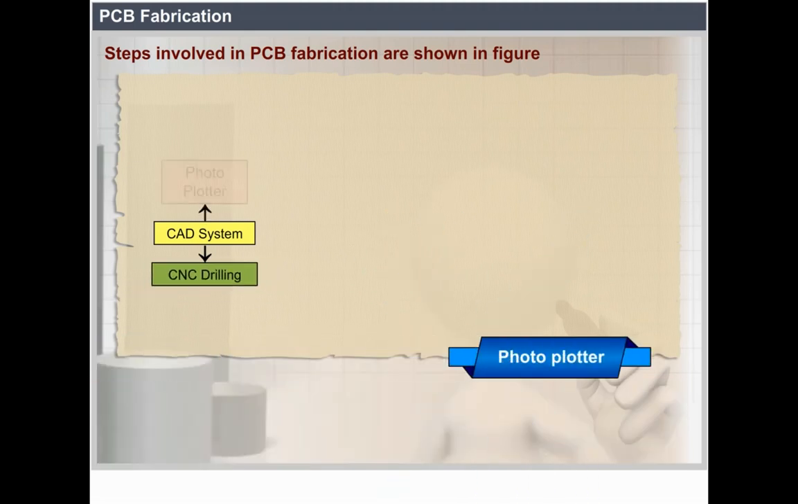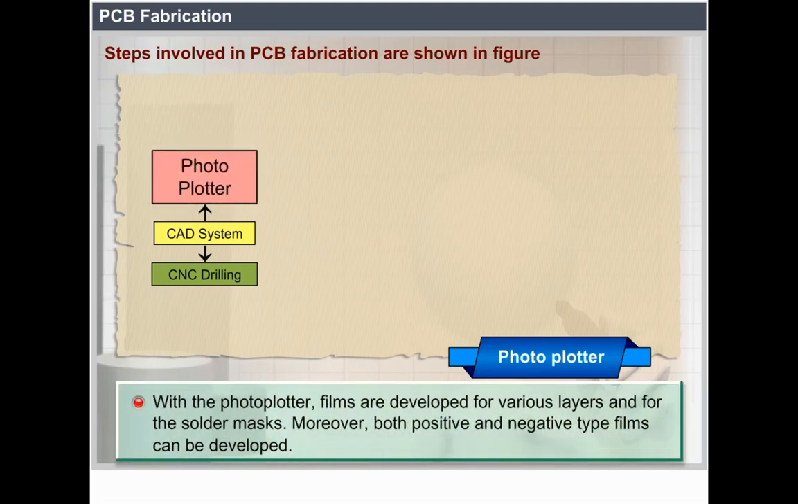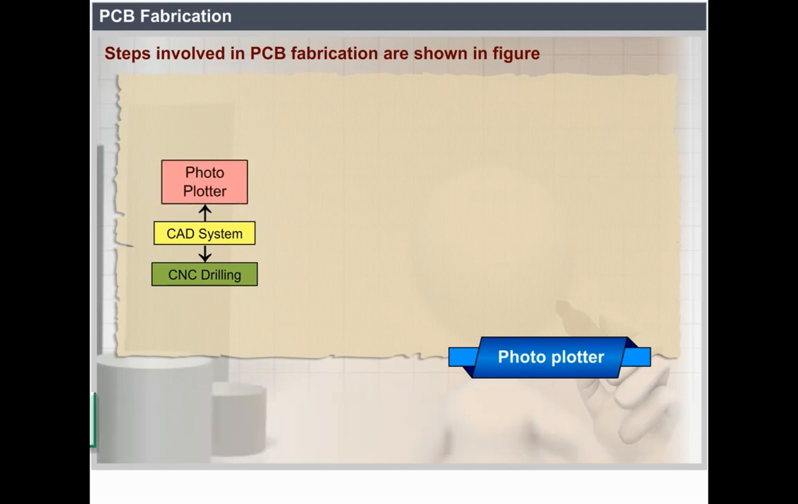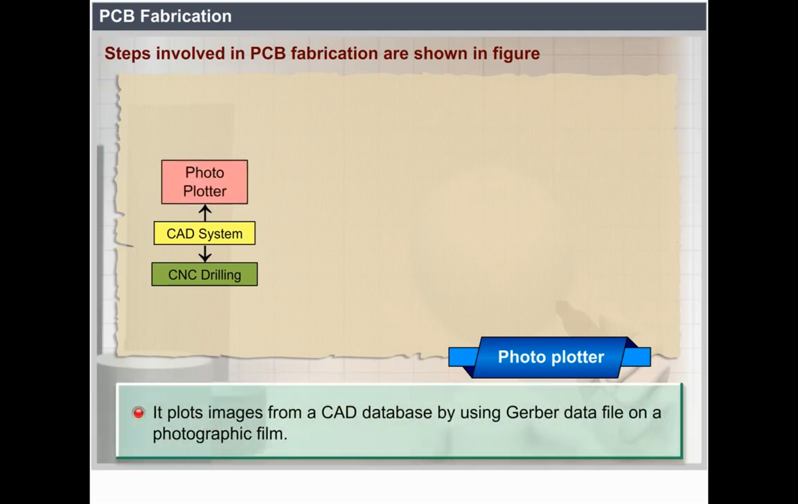Photo plotter. With a photo plotter, films are developed for various layers and for the solder mask. Moreover, both positive and negative type films can be developed. This is also a computer automated equipment. It plots images from a CAD database by using a Gerber data file on a photographic film.